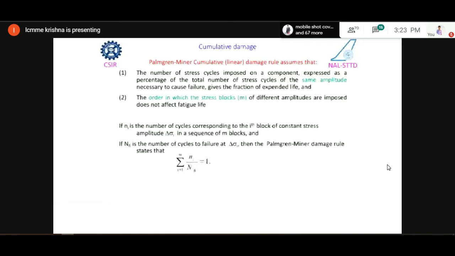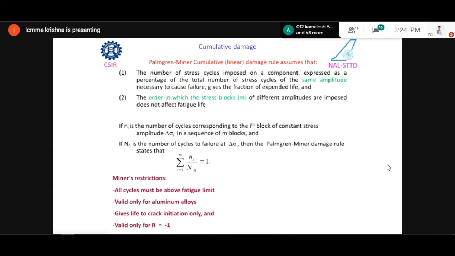The number of stress cycles imposed on a component is expressed as a percentage of the total number of stress cycles of the same amplitude necessary to cause failure. This gives the fraction of the expended life. So the order in which the stress blocks of different amplitudes are imposed does not affect the fatigue life. Here again n_i is the number of cycles corresponding to the ith block of constant stress amplitude delta sigma i in a sequence of m blocks, and N_fi is the number of cycles to failure at delta sigma i. The Palmgren damage rule states that if the sum is equal to 1, then it is a failure.